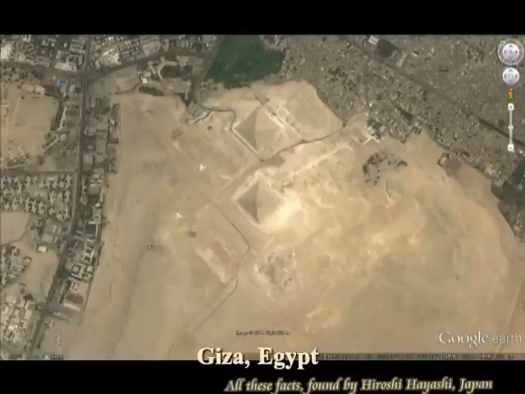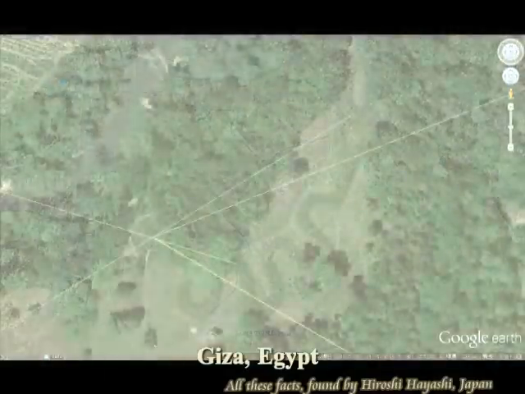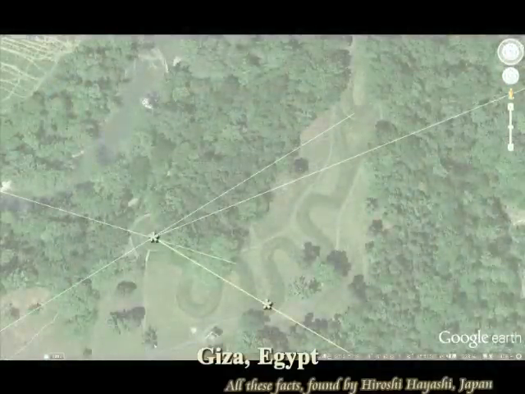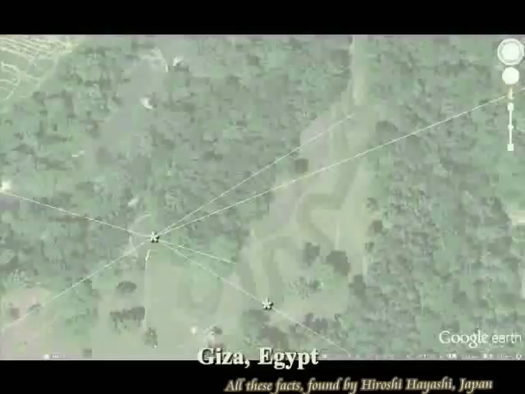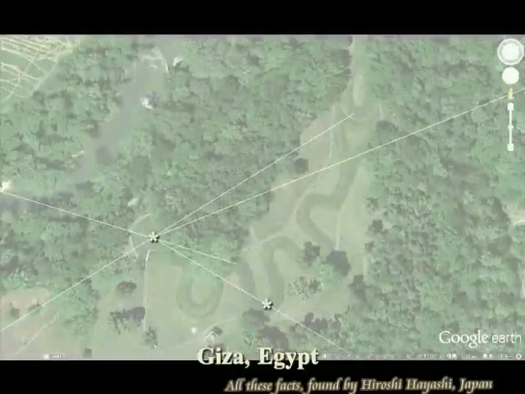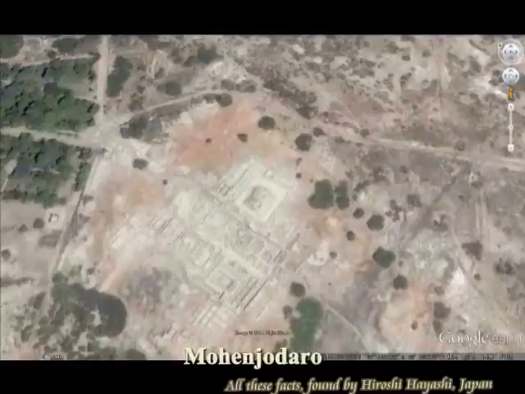And from Giza, Egypt, I draw a line toward Serpent Mound. Here you can find also 2 points. One is on the scoring point, and another one is the round corner of the snake.